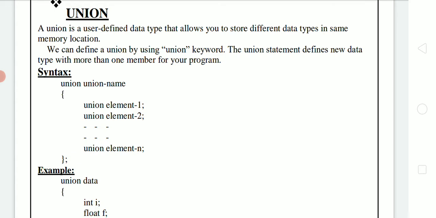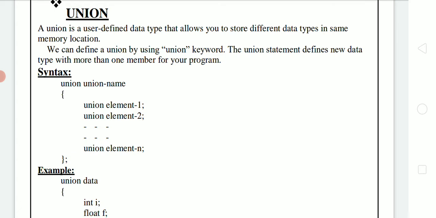Today our topic is unions. A union is a user defined data type that allows you to store different data types in the same memory location. We can define a union by using the union keyword. The union statement defines a new data type with more than one member for your program.